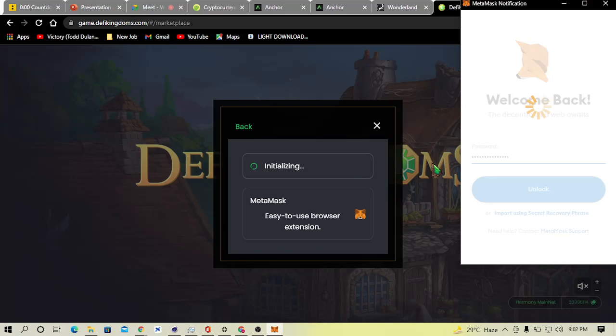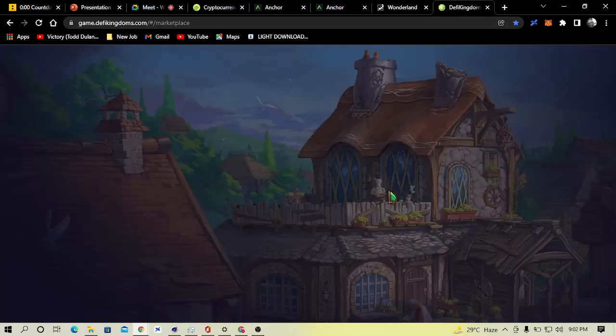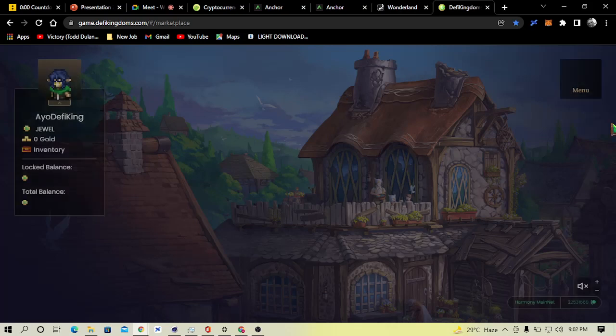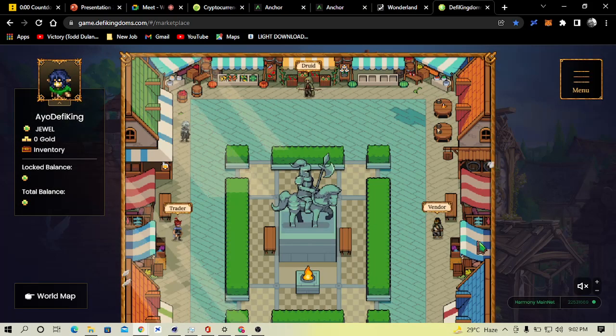Okay, so while we wait for this to happen, guys, this is not my real wallet, basically. So I'm not worried about showing it on here. I created this wallet for the purpose of showing people these processes. So now this is what the DeFi Kingdom looks like, basically.